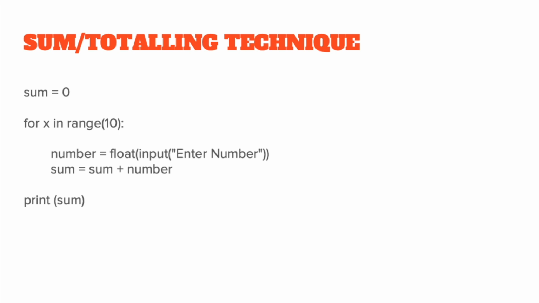And finally, we will print the sum out, which, if you can see based on the indentation, is outside the loop. So the only two lines of code which are part of the loop are the number input and the addition. Everything else is outside the loop.